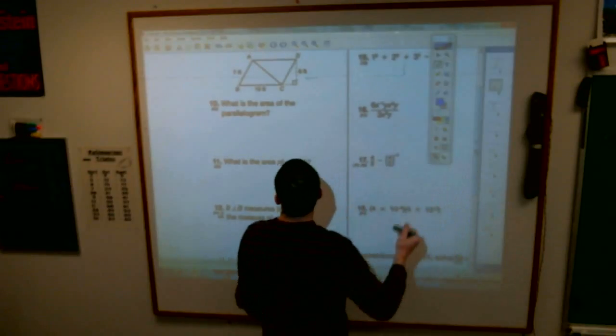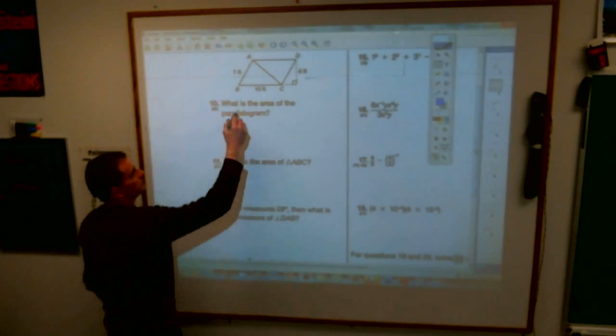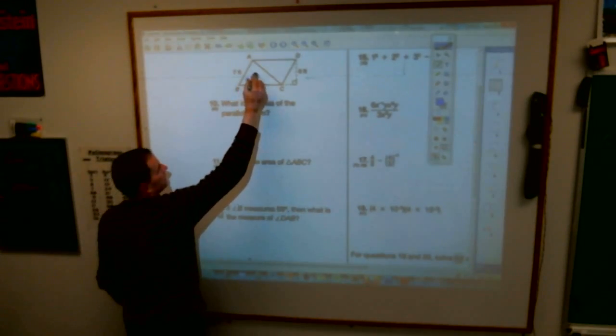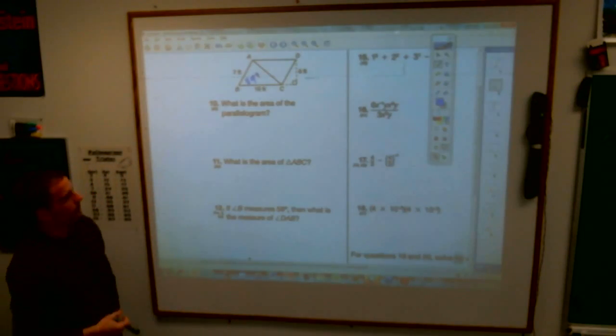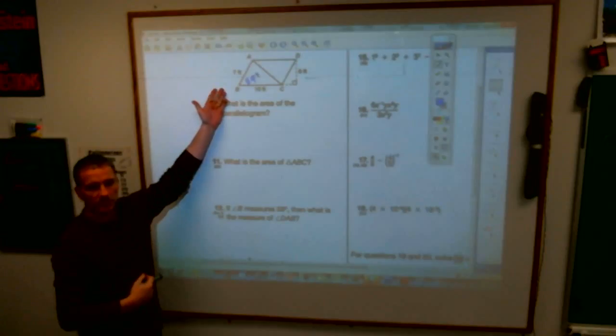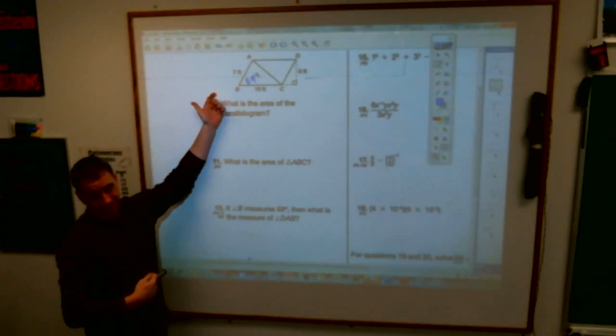Measure of angle B is 59 degrees. What's your question on that? What was the deal? This is for everybody. If it's a parallelogram, what do you know about the angles? Once you know one, you know them all. Why, Lainey Kavarik?